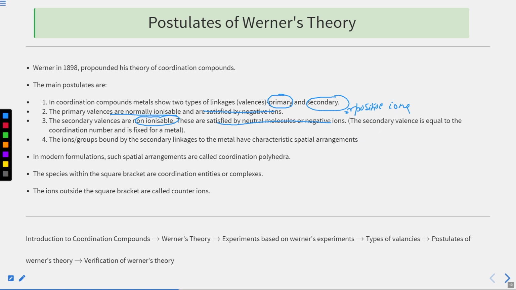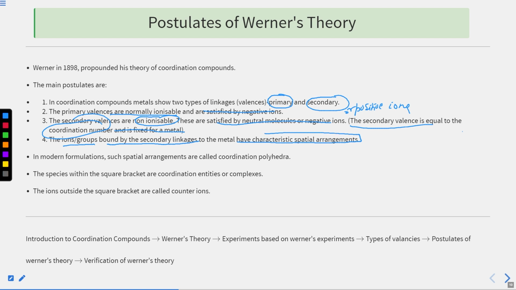The secondary valency is equal to the coordination number and is fixed. So this secondary valency value is called the coordination number. Now the ion groups bonded by the secondary linkage with the metal ion have characteristic spatial arrangement.